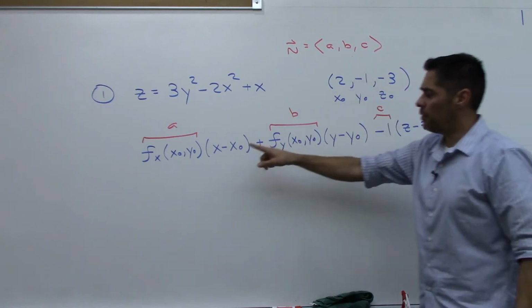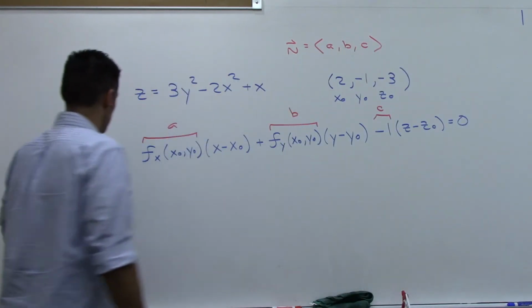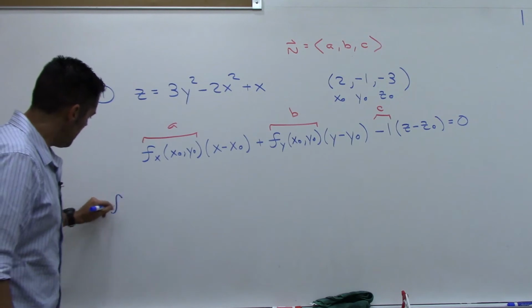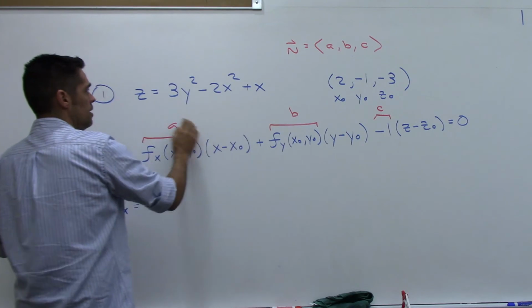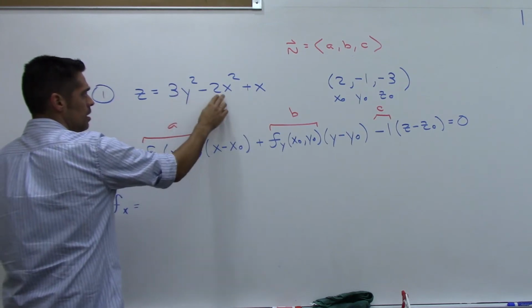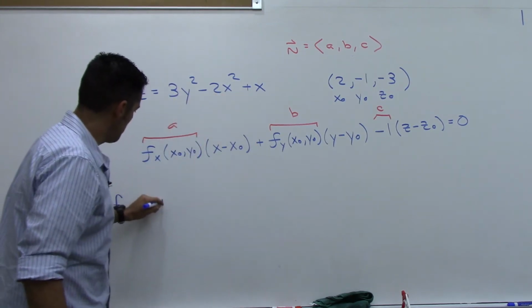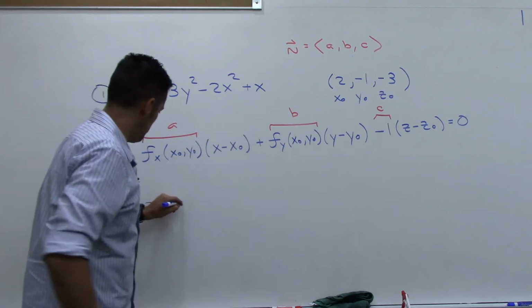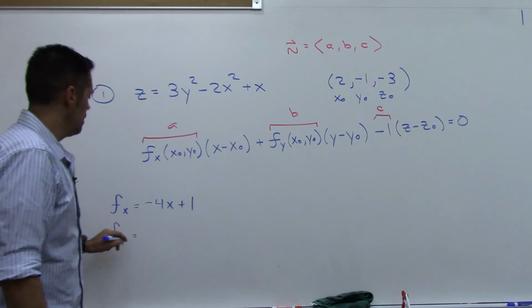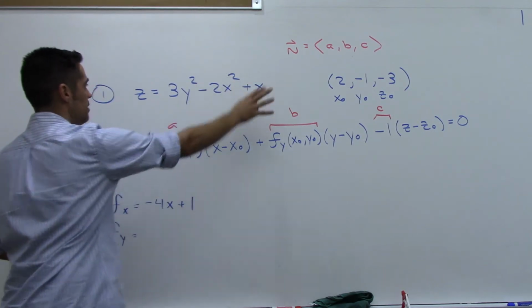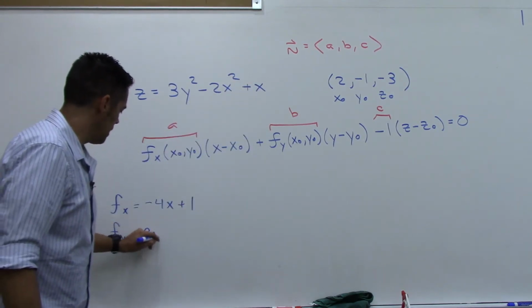So let me first find the partial of f with respect to x. So the partial of f with respect to x, I'll go ahead and treat y like a constant. Take derivative here, it's going to be 0, -4x, and then plus 1. While I'm here, I may as well get the partial with respect to y, which in this case, those are constants, so that's 0, you just get 6y.